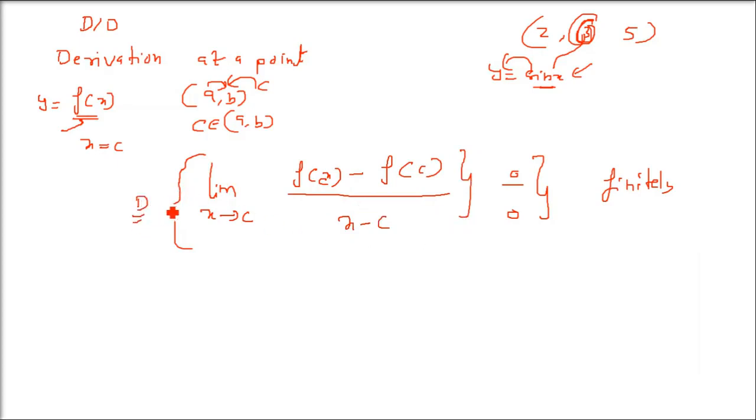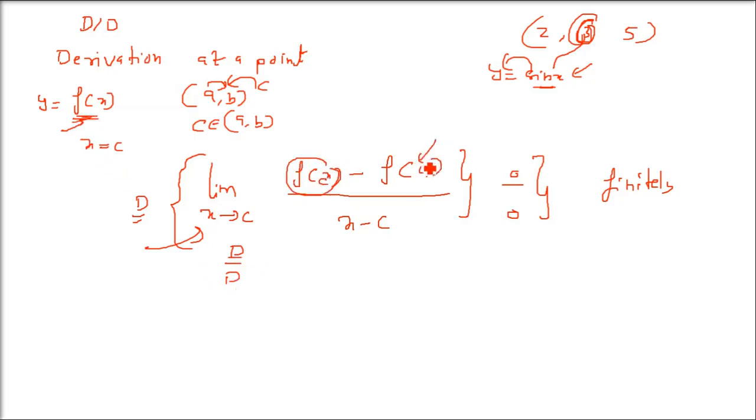If it gives a 0 by 0 form, you can take the limit. If it is fine, then you say that this is the derivative. This is the only definition of the derivative. We will talk about its physical interpretation, etc. later. But basically, the derivative is only this limit, nothing else.